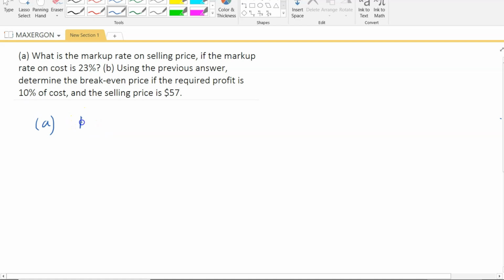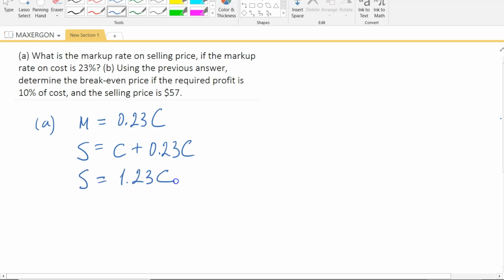We will notice that markup amount is 23% of cost, so 0.23 times C. Selling price is cost plus markup, which in this case is 0.23 C, which makes selling price 1.23 C. We simply would factor out C, and once we factor out C, we will see that it's going to be 1 plus 0.23 in the brackets. Thus, we can see here that it's 1.23 times C.